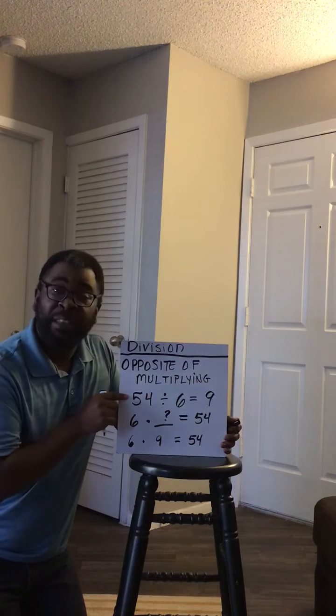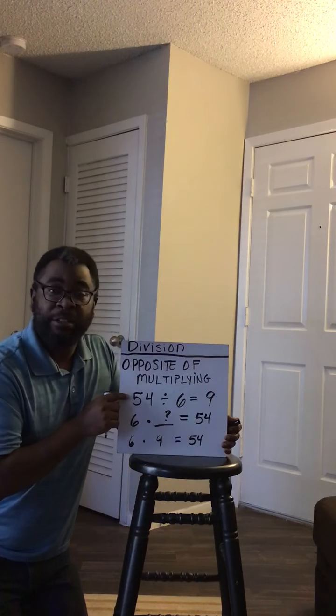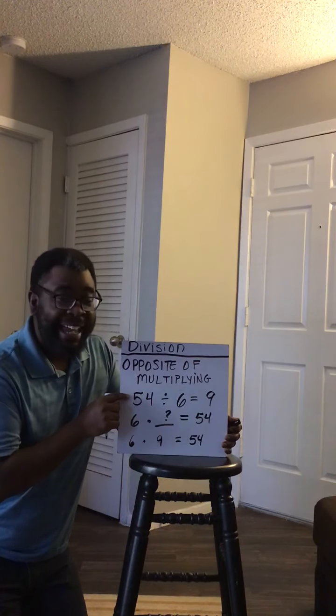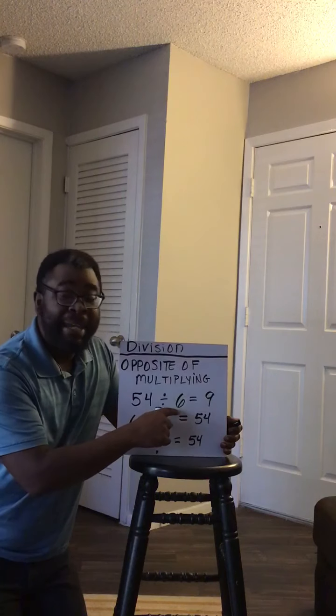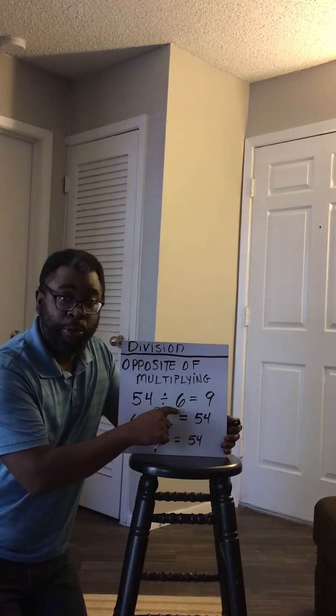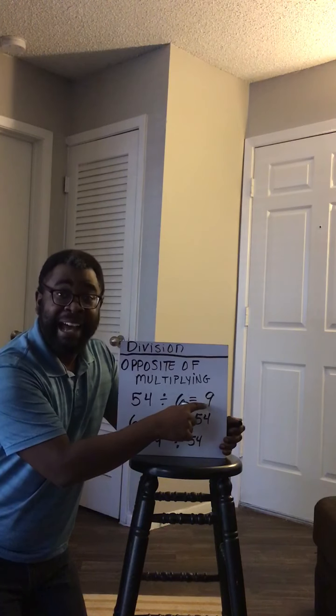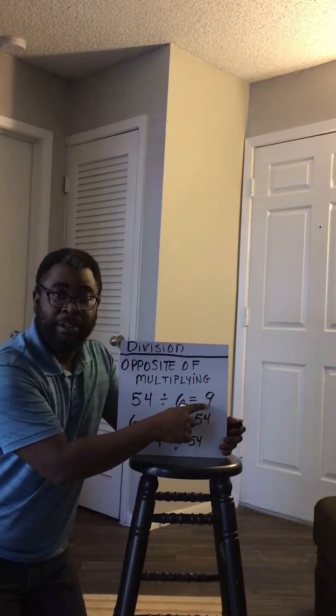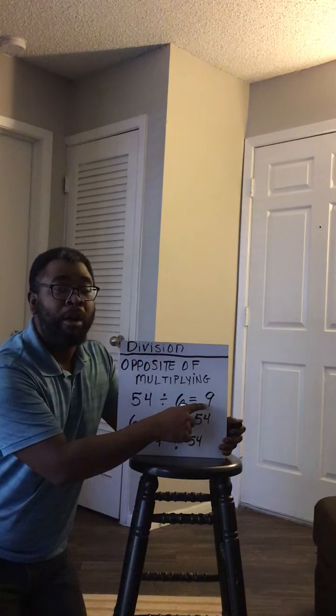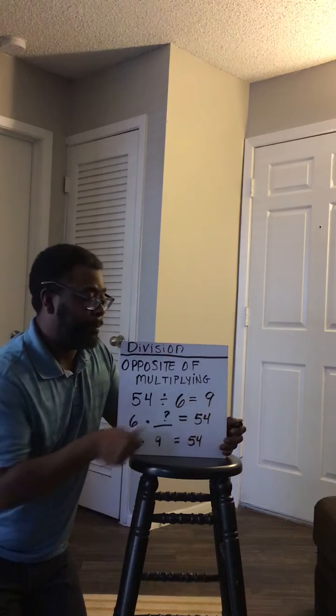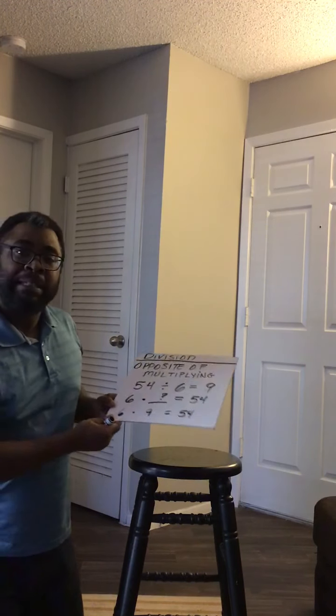If you started with 54 dots, circles, squares, anything, and you split them into 6 equal groups, then you would end up with 9 dots, circles, or squares in each group. So drawing a picture also helps. What happens when the numbers aren't so easy? Well, let's talk about it.